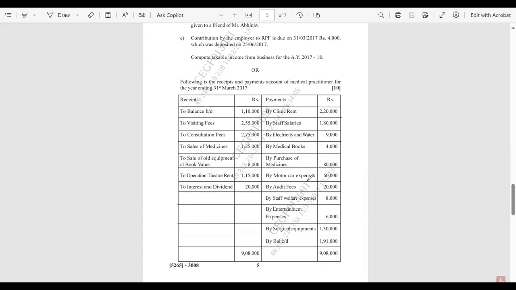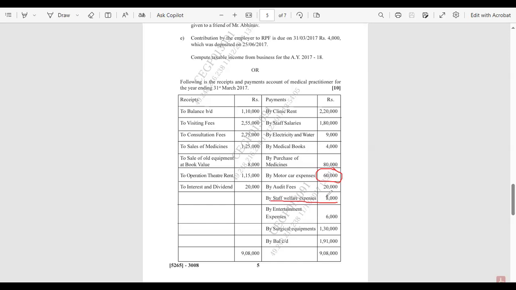But motor car expenses, there is an adjustment, so I make a circle. Audit fee, it is allowed. In case of staff welfare expenses, this is not business because my business is giving medical services. So in this case, the staff welfare expenses I will not allow. If earlier it is allowed, then I have to add this in net profit and my net profit will change. For example, here it is 1,91,000. So to 1,91,000, I have to add 8,000.